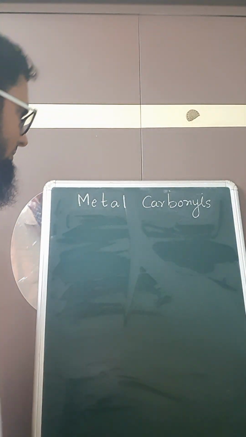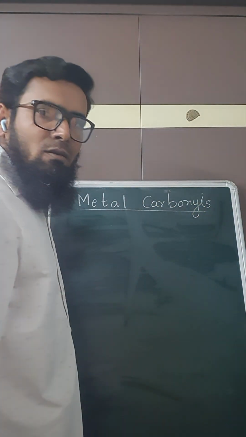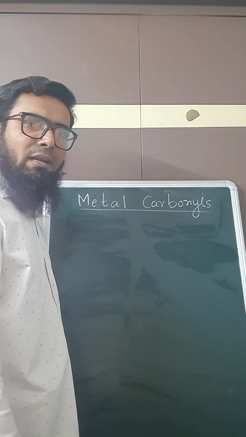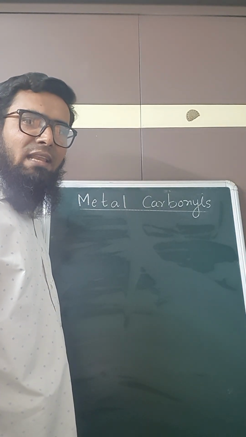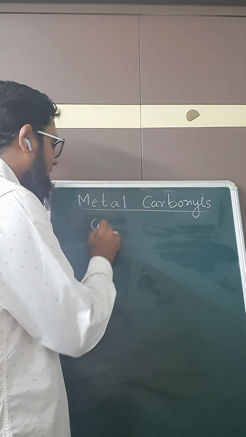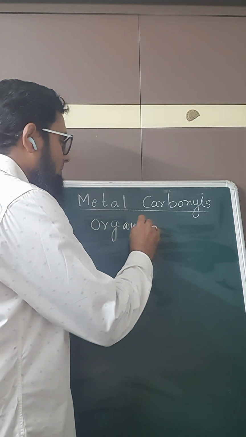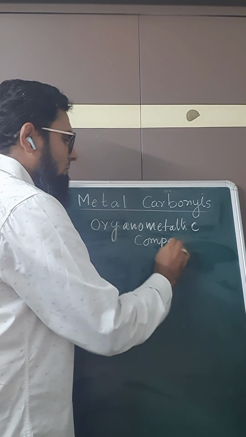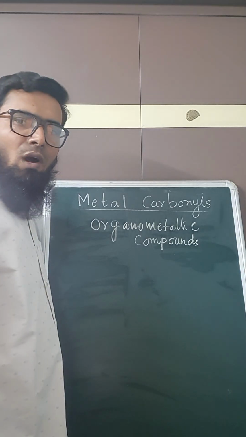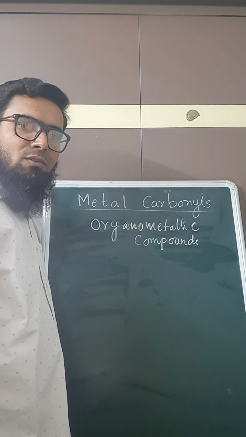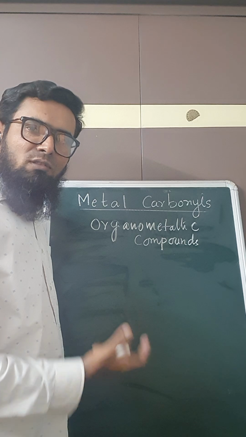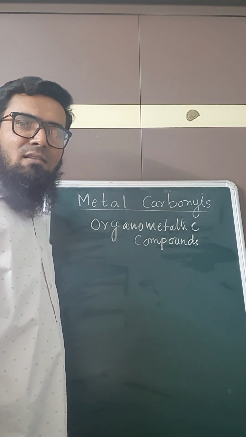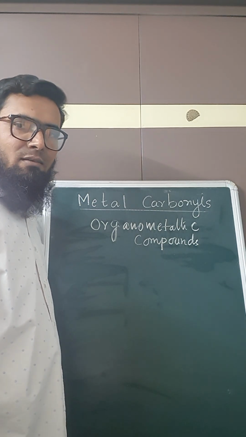Hi, in this video I am going to explain about metal carbonyls. What are metal carbonyls? Metal carbonyls are organometallic compounds. What are organometallic compounds? Organometallic compounds are those compounds in which there is a metal-carbon bond present.